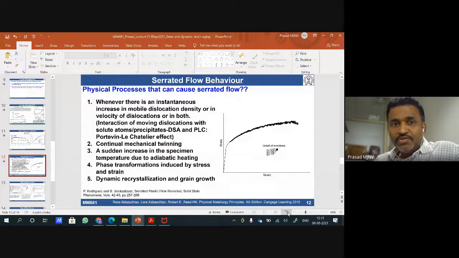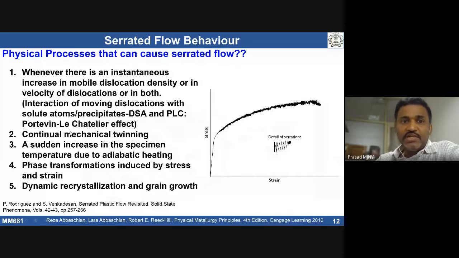Okay, so already listed, this is the first one: dynamic strain aging and the Portevin-Le Chatelier effect, which basically causes serrations in the material in the stress-strain curve. That's one thing. And people also observe that whenever there is mechanical twinning, deformation twinning, in single crystal materials, and in some polycrystal materials also, it can give some serrations in the stress-strain curve.